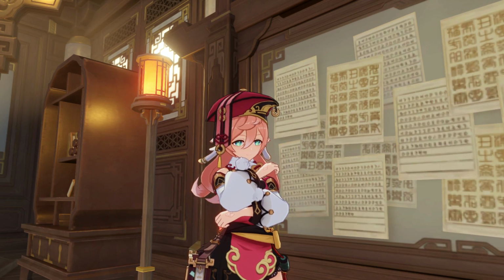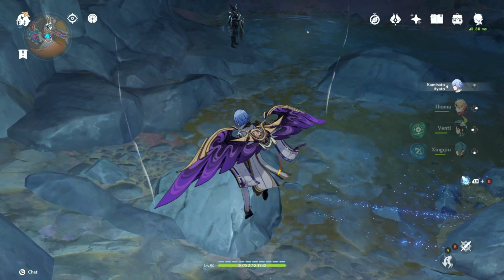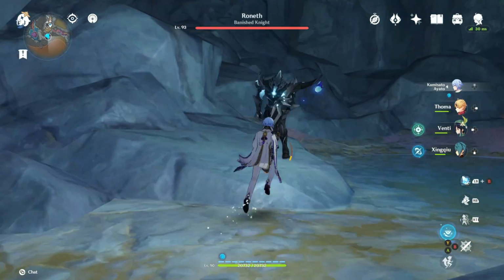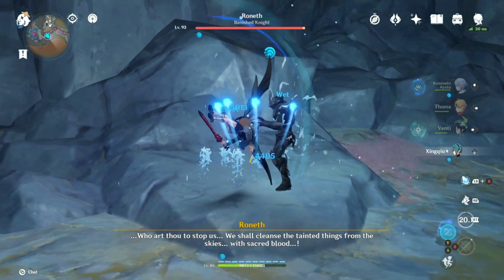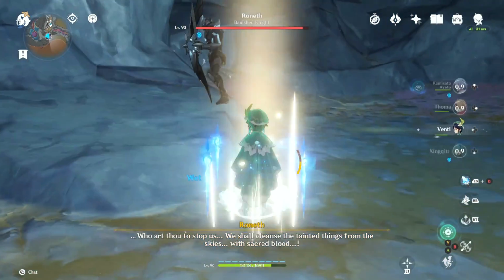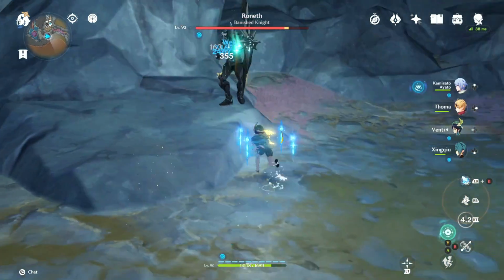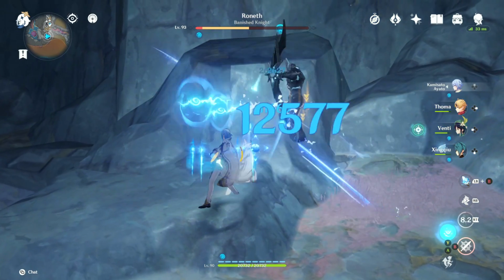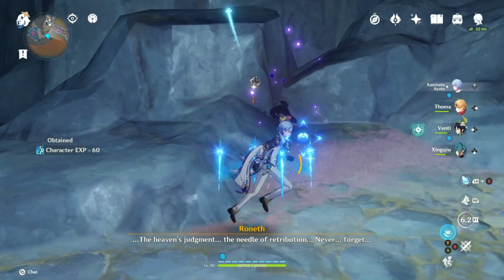Also, one of these Black Serpent Knights, Roneth, says this to us when we fight him. "Who art thou to stop us? We shall cleanse the tainted thing from the skies with sacred blood." So I'm not ruling out the possibility of Dainsleif's mysterious "it" factor being blood. It seems kinda likely to me.